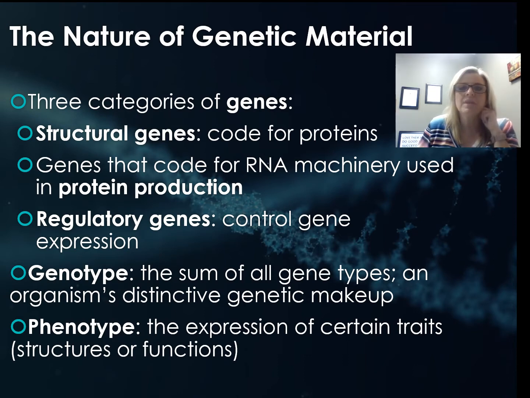We're going to have structural genes, and these guys code for proteins. Then we're going to have genes that code for RNA, and this is going to be the machinery that we need to make those proteins. We've got those ribosomal subunits that make proteins. And then we have regulatory genes.